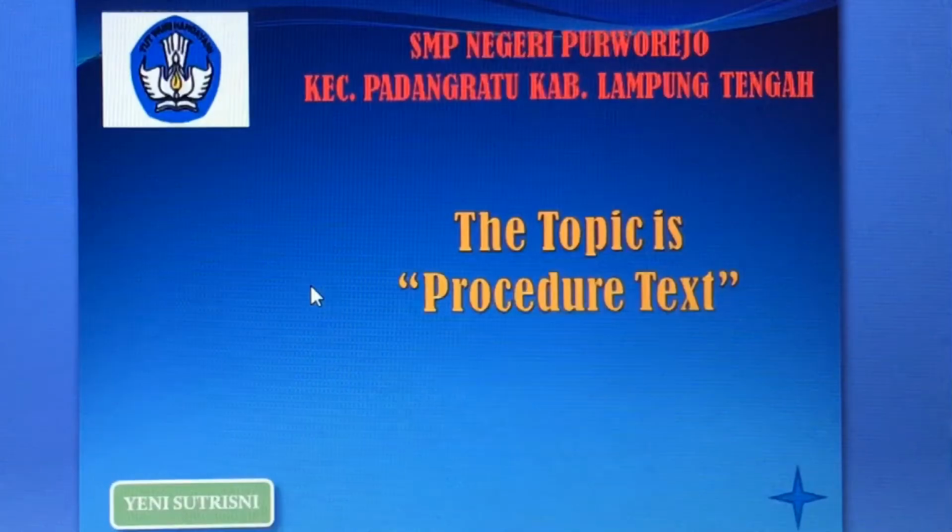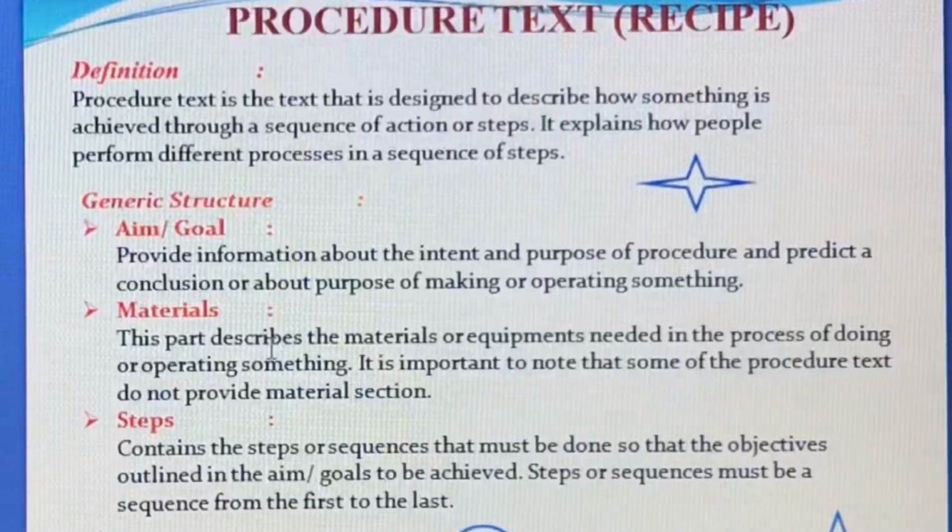The learning objective of the material today: through observing and discussion, the students are able to analyze the goal and the social function of procedure text. And through observing and discussion, the students are able to analyze generic structure and language features of procedure text. The topic is procedure text.